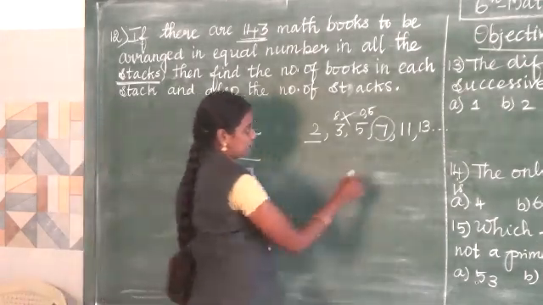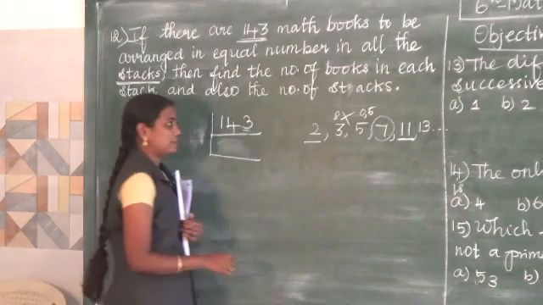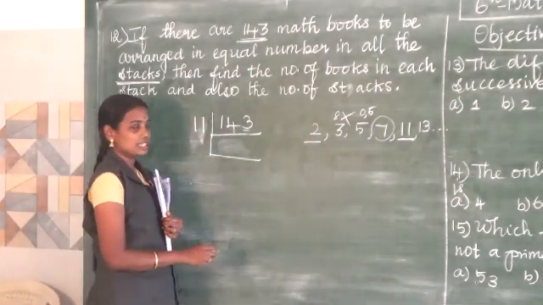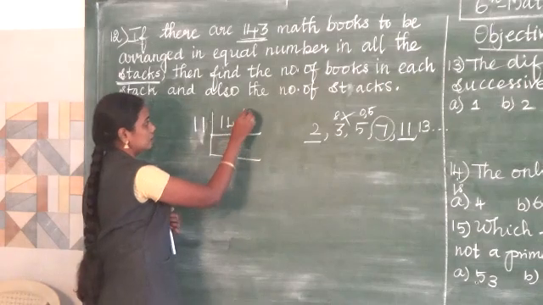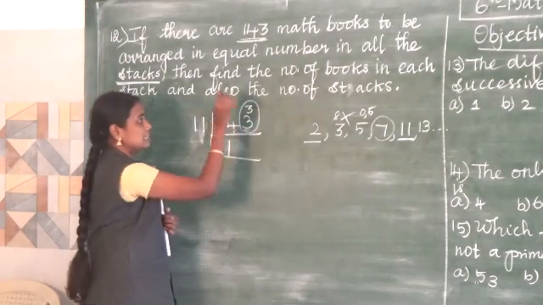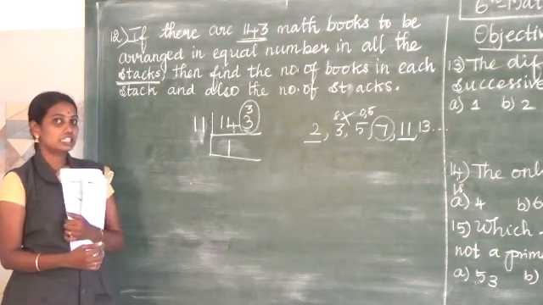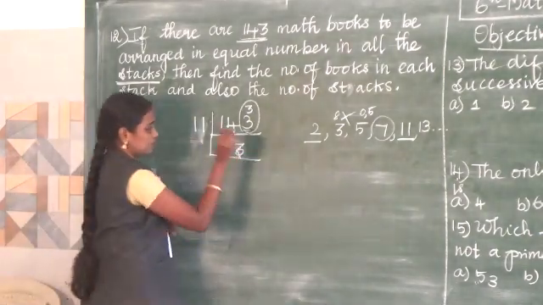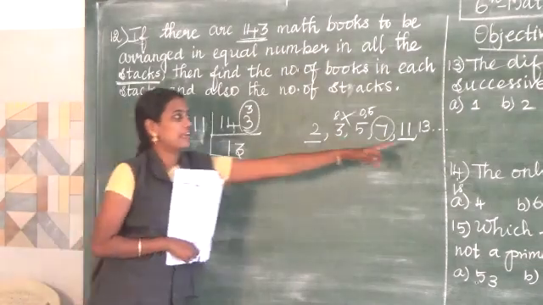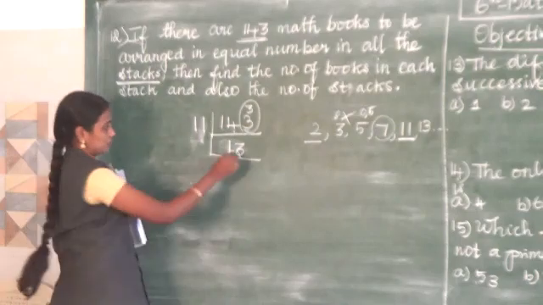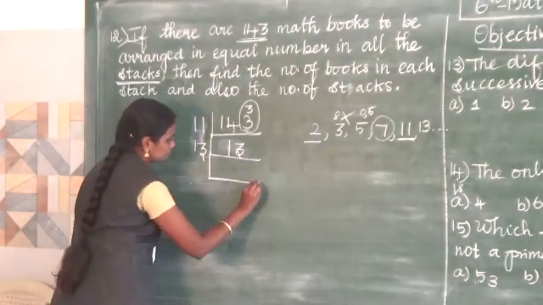Go for the next prime number, 11. I am taking the next prime number 11. 11 table: 11 ones are 11, remainder 3, so it became 33. How many times will 33 come in the 11 table? 3 times. Then 13. 13 is a prime number, so it will not come in any other table other than 13. So 13 table 1.